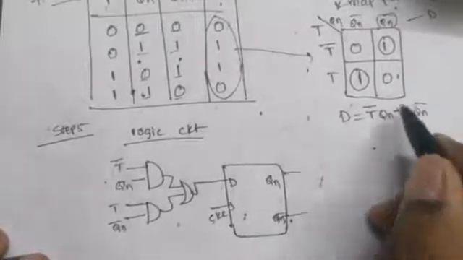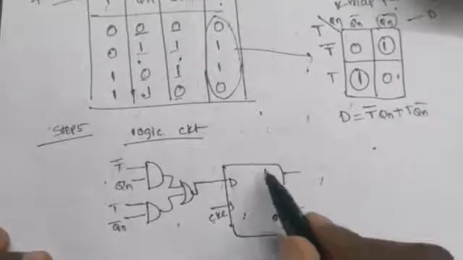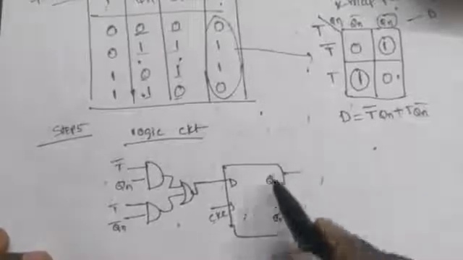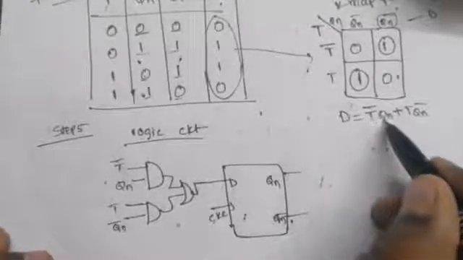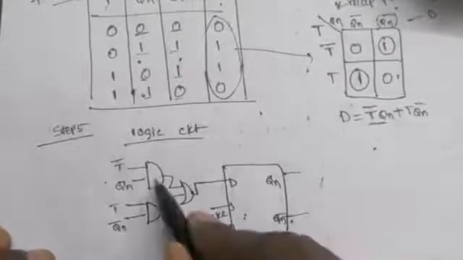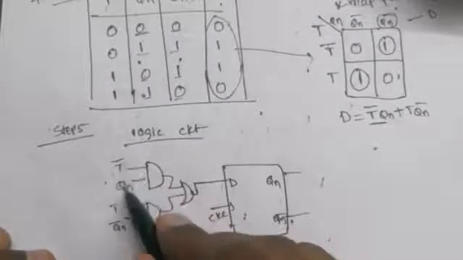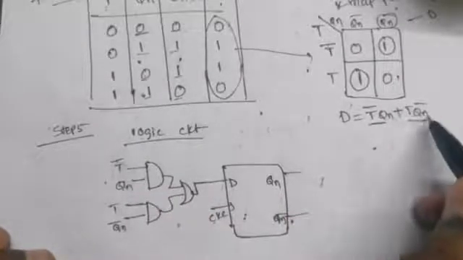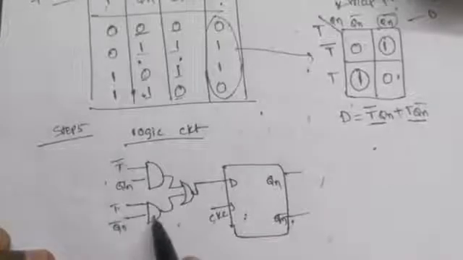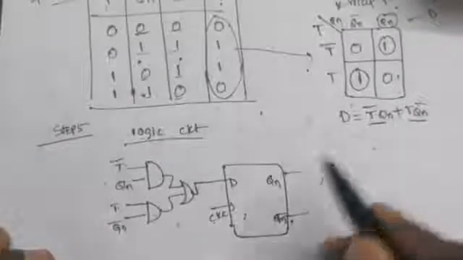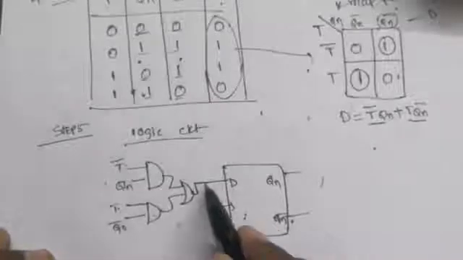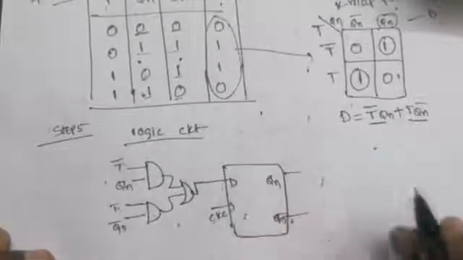Finally, using this we will draw the logic circuit. The original circuit is the D flip-flop. Here there is an AND gate whose inputs are T bar and Qn, and another AND gate with inputs T and Qn bar. In between is a plus sign, which means an OR gate. That OR gate output is connected to the D flip-flop.